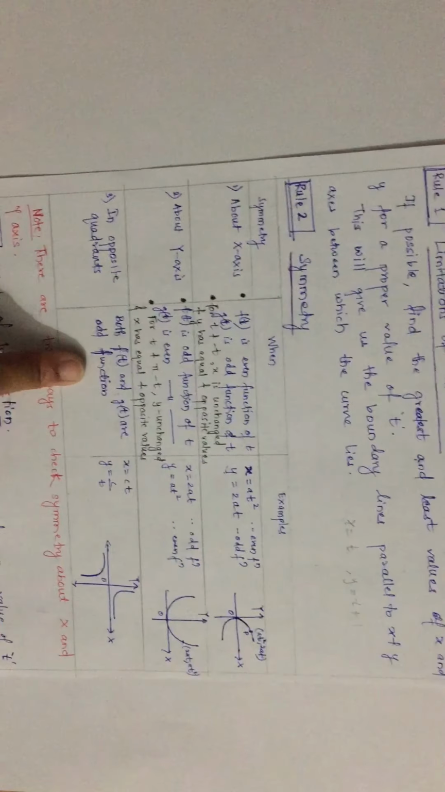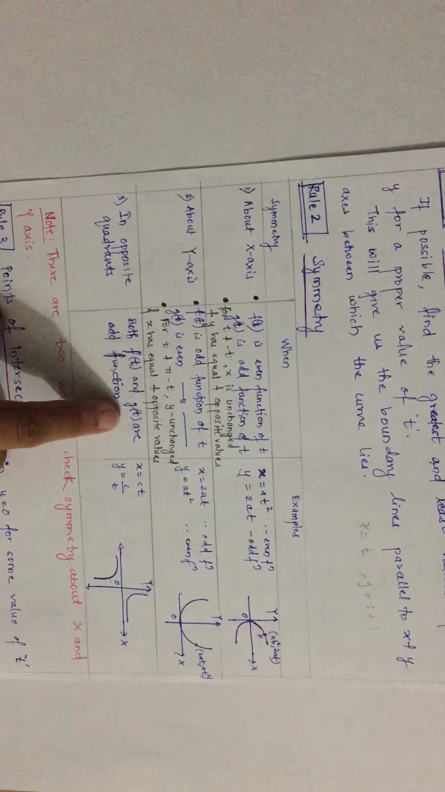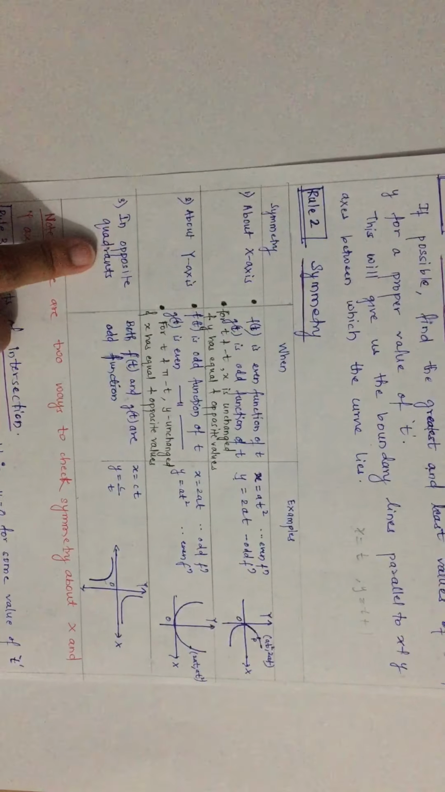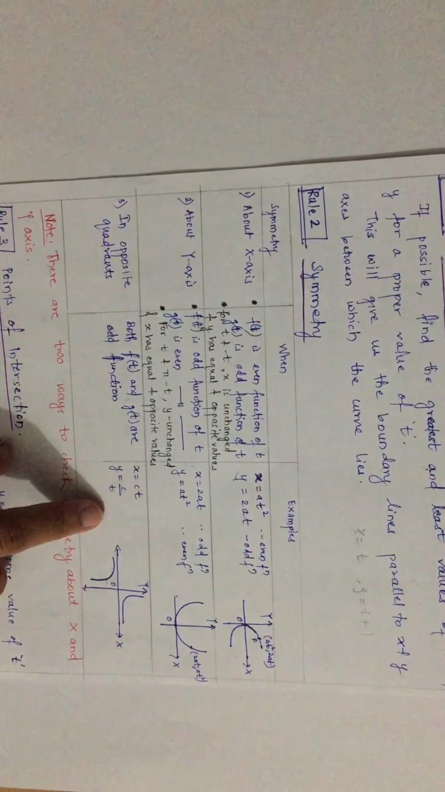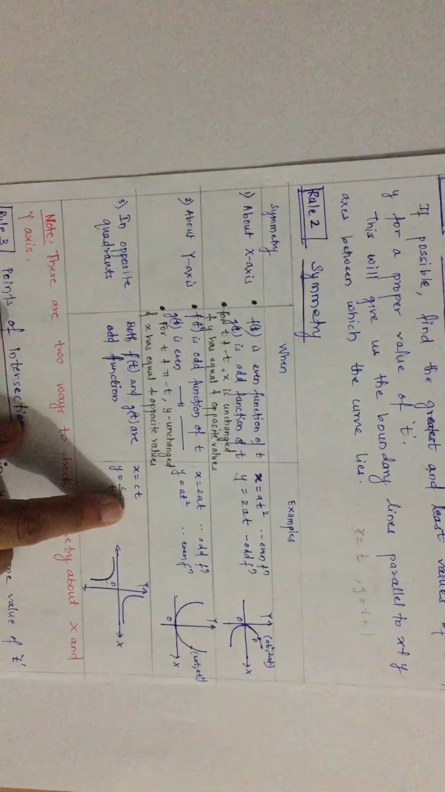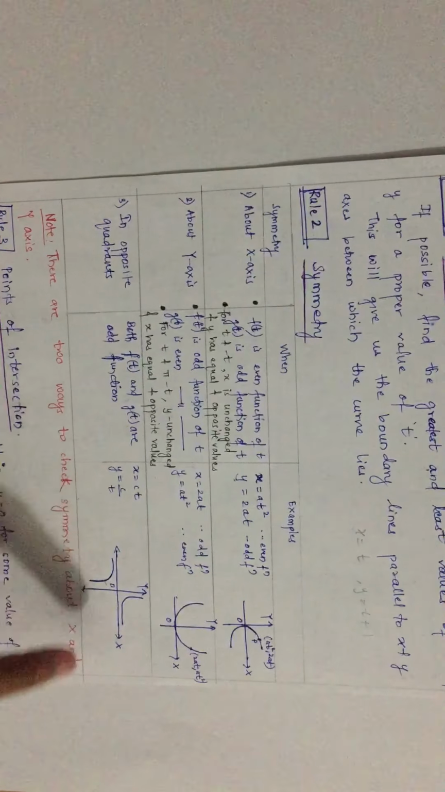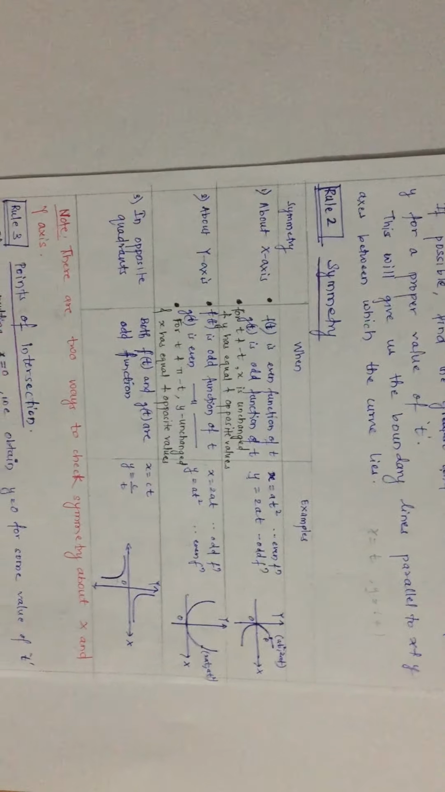Next, if both functions f of t and g of t are odd, then the curve will be symmetrical in opposite quadrants. For example, x is equal to t, y equal to 1 upon t. Both are odd functions, so the curve is symmetrical in opposite quadrants.